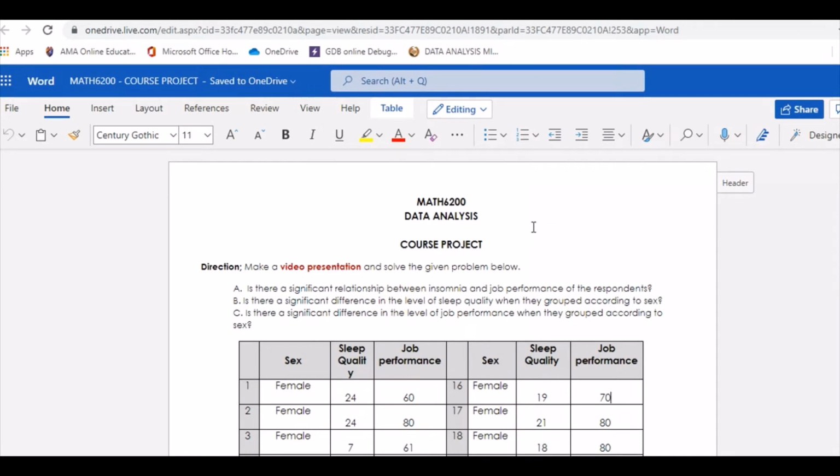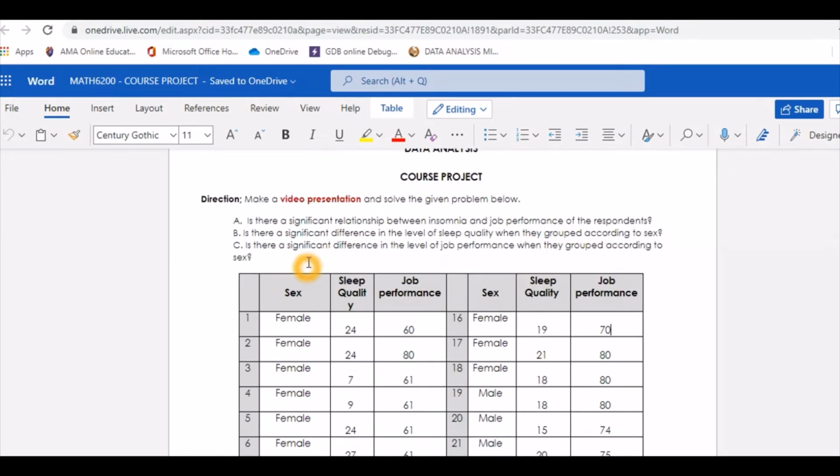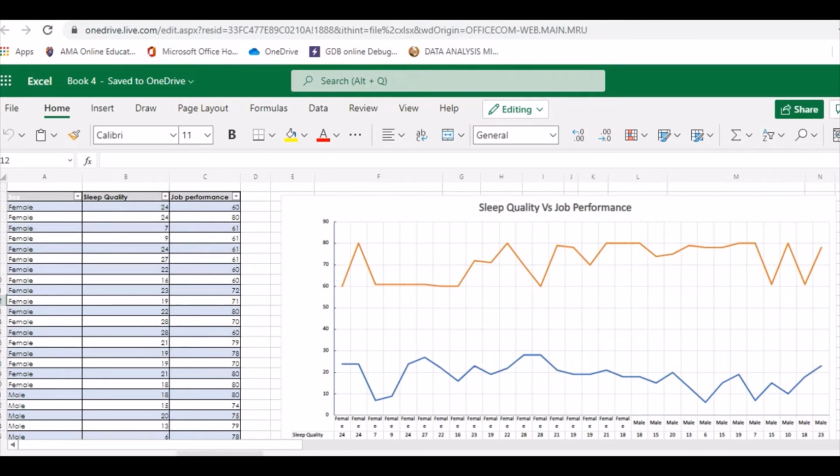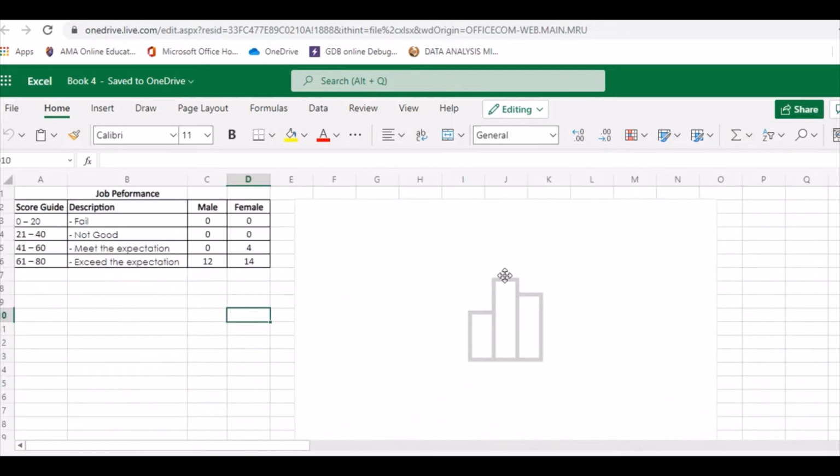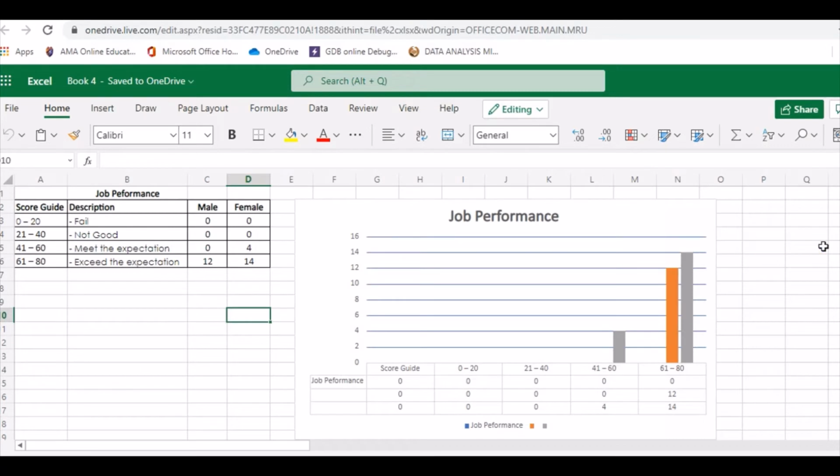Now let's proceed to the second question. Is there a significant difference in the level of sleep quality when they are grouped according to sex? In order to analyze and answer this question, I have prepared a histogram. This is the histogram I have done for the job performance per gender.